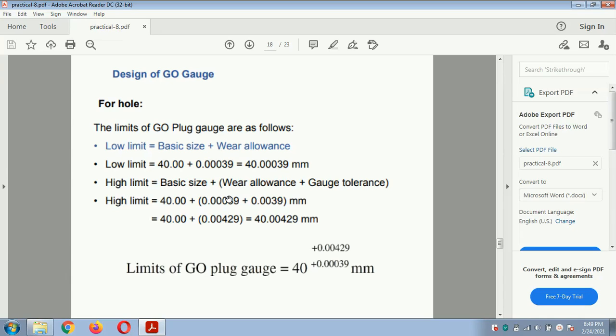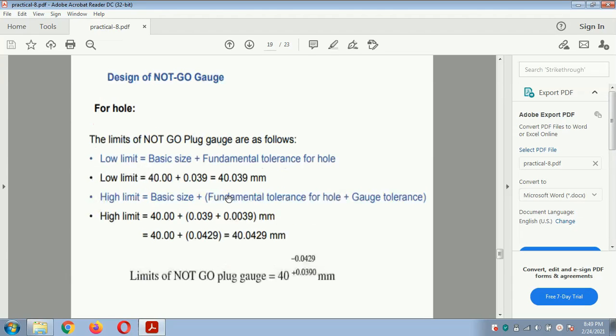Therefore, the lower limit is 40.00039 millimeter and the higher limit is the addition of wear allowance plus gauge allowance. That is 40 plus 0.00429, that is 40.00429. Therefore, the go plug gauge has 40 plus 0.00429 plus 0.00329 millimeter. Now the design for the not go gauge.